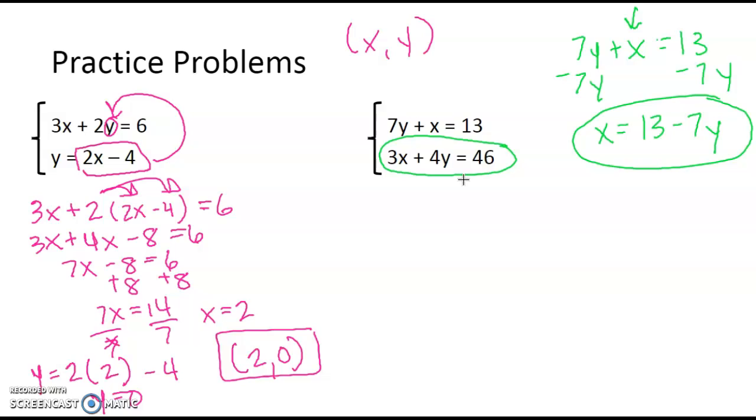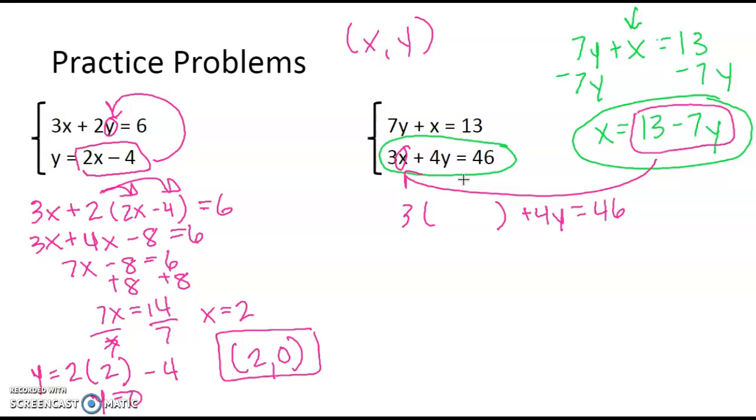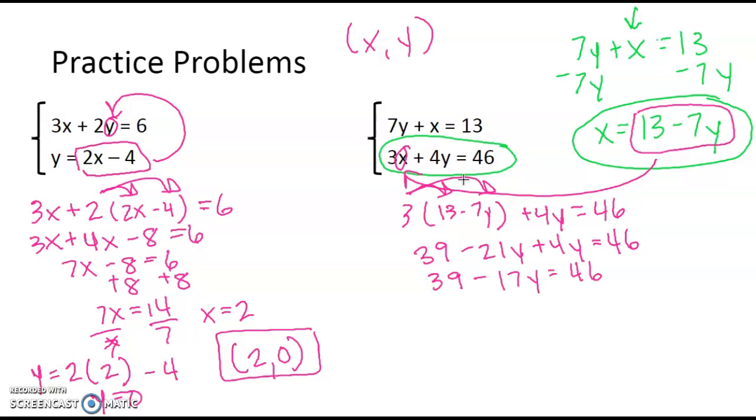Okay, so because the solution will be an ordered pair that makes both true, the x's will be worth the same and the y's will be worth the same in both equations. So I can take what x is worth, 13 minus 7y, and plug it in for the x in the next equation. So now I have 3 times whatever x is worth plus 4y equals 46. Let's plug in 13 minus 7y for our x. Solve, so we get 39 minus 21y plus 4y equals 46. 39 minus 17y equals 46.